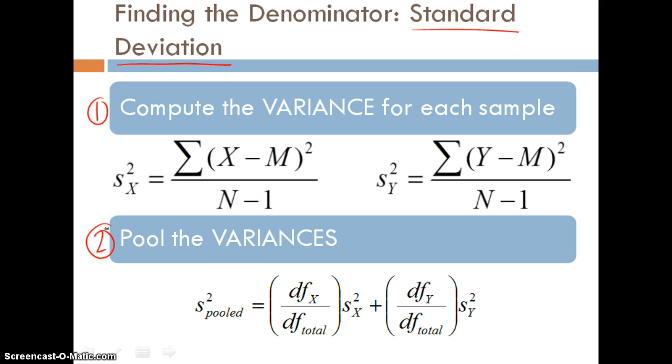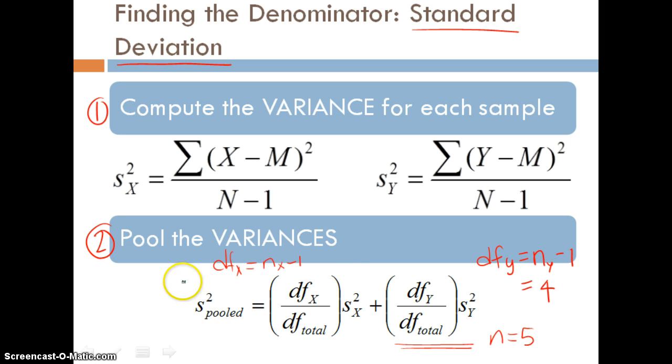And remember I said we want to give more weight to something that has more information. So in this case, you'll see that we actually are going to give more weight to the y sample because the n is 5. And the number of degrees of freedom for y is going to be equal to the number of participants in the y group minus 1. So in this case, it's going to be 4. The degrees of freedom for x is going to be n sub x minus 1.